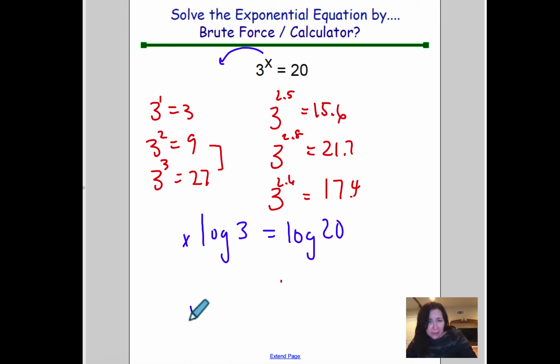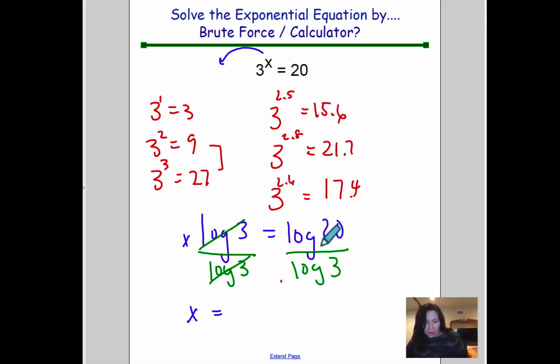Ultimately, we're trying to find what x is. So in order to do that, now we have to divide out this log 3. So I'm going to divide by log 3 on both sides. And by the way, you never cancel these numbers. Even if you could cancel them, you don't cancel them. You can't. So this is a quantity. 1 times x is x. And then you're going to have log of 20. So we're going to go log 20, and I'm going to divide that by log of 3.